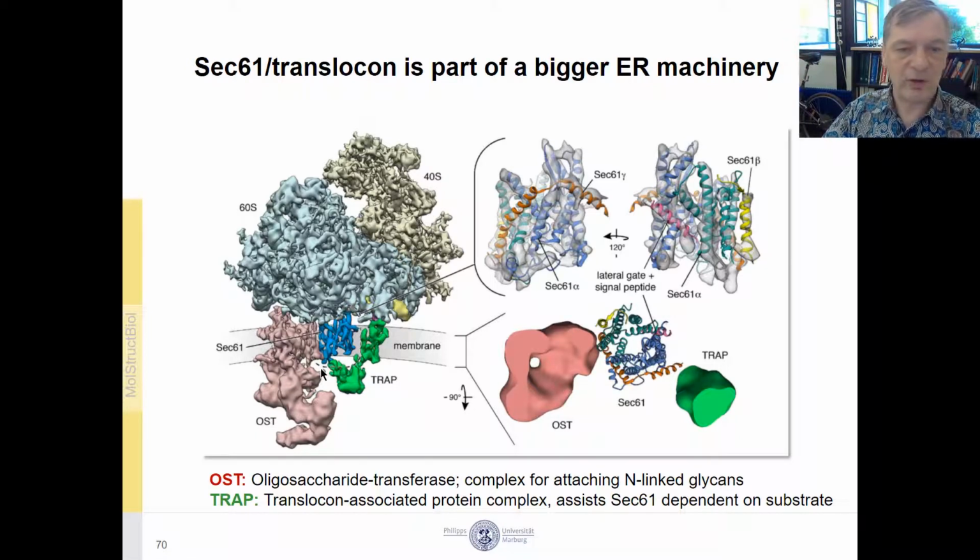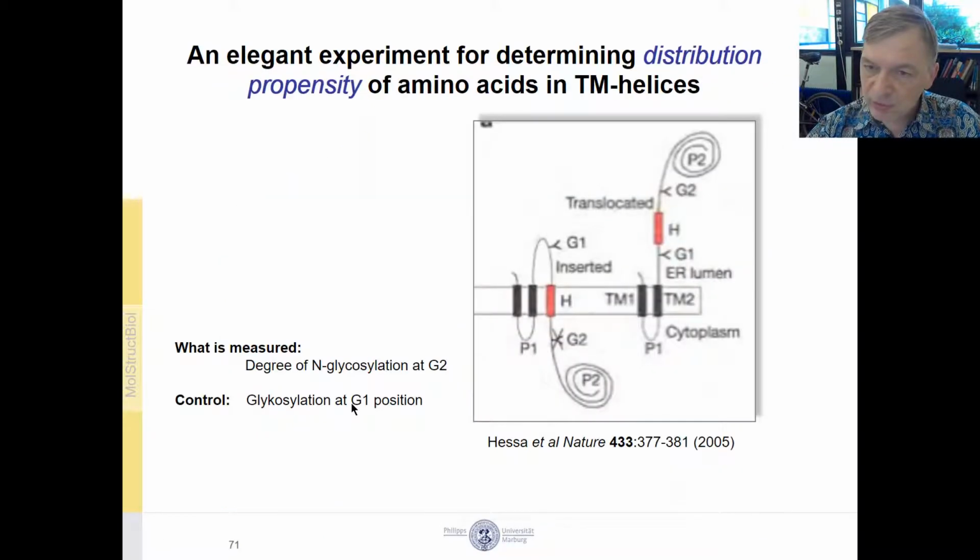That is actually the way how all these secreted proteins get glycosylated. And the majority of secreted proteins indeed get glycosylated because they have some NXT or NXS motif inside of them. So that is about this machinery.